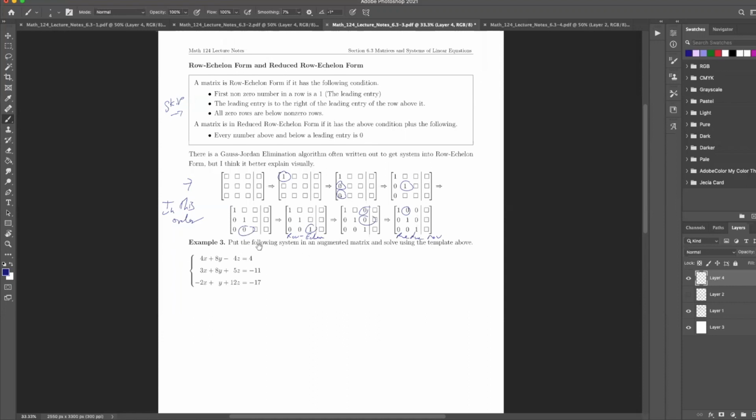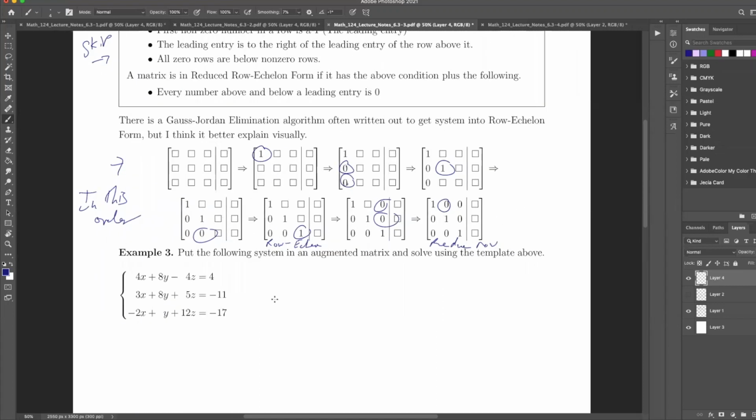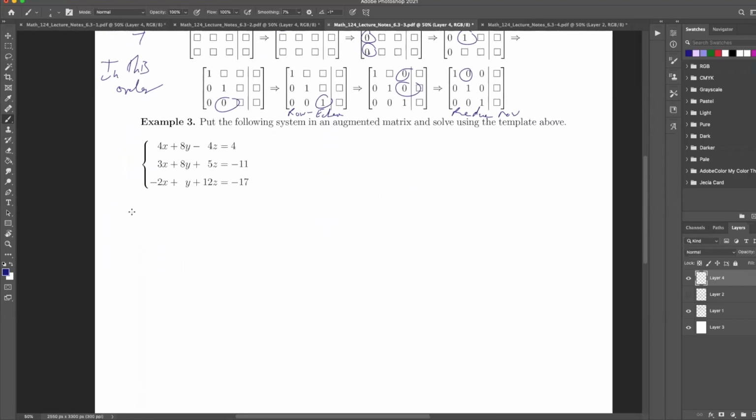So the very first thing we want to do here is write this as an augmented matrix. So let's do that. I have 4, 8, minus 4, 4, 3, 8, 5, minus 11, minus 2, 1, 12, minus 17. Okay, so here we've written it as an augmented matrix.